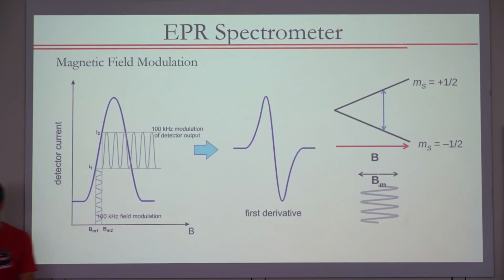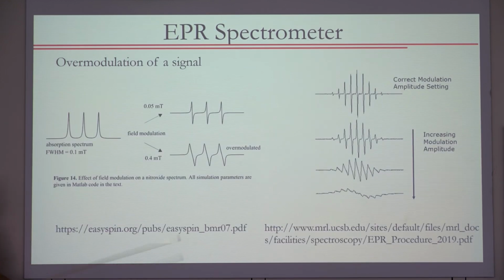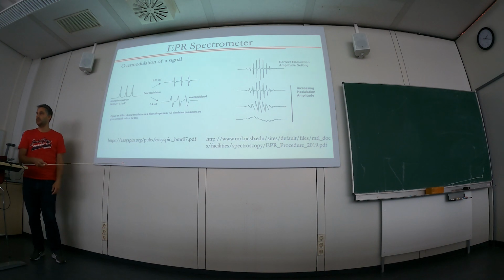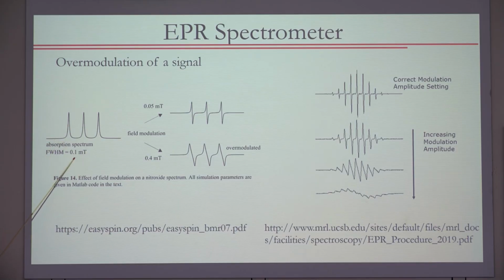But there is, of course, always a catch: if you modulate with a larger amplitude than your signals, you start to distort them. So this would be an absorption spectrum. This is an example from EasySpin. There's a PDF there. These lines have a full width at half maximum of 0.1 millitesla. So if you use half of that, 0.05 millitesla modulation, you will get this nice signal.